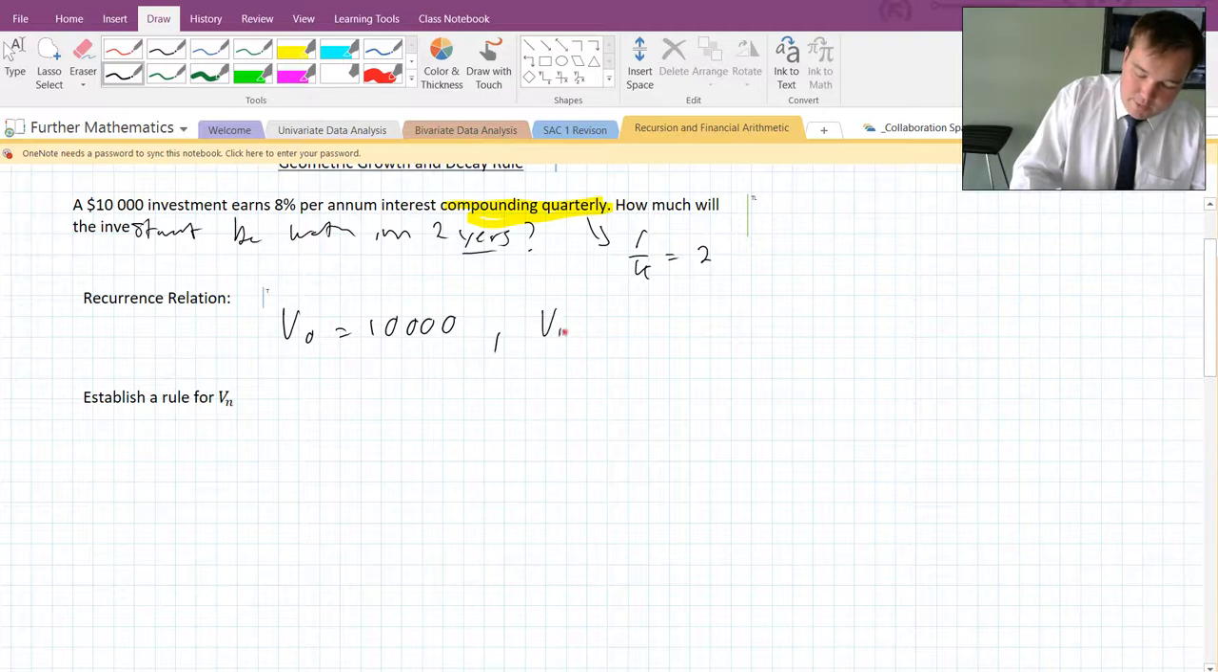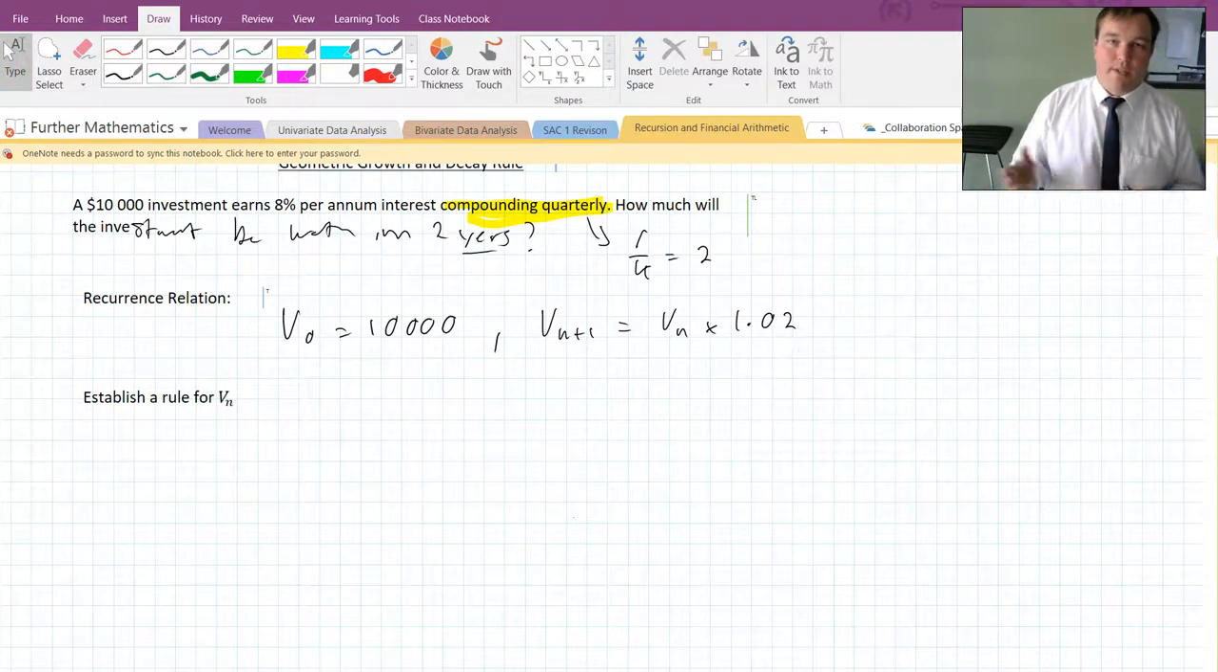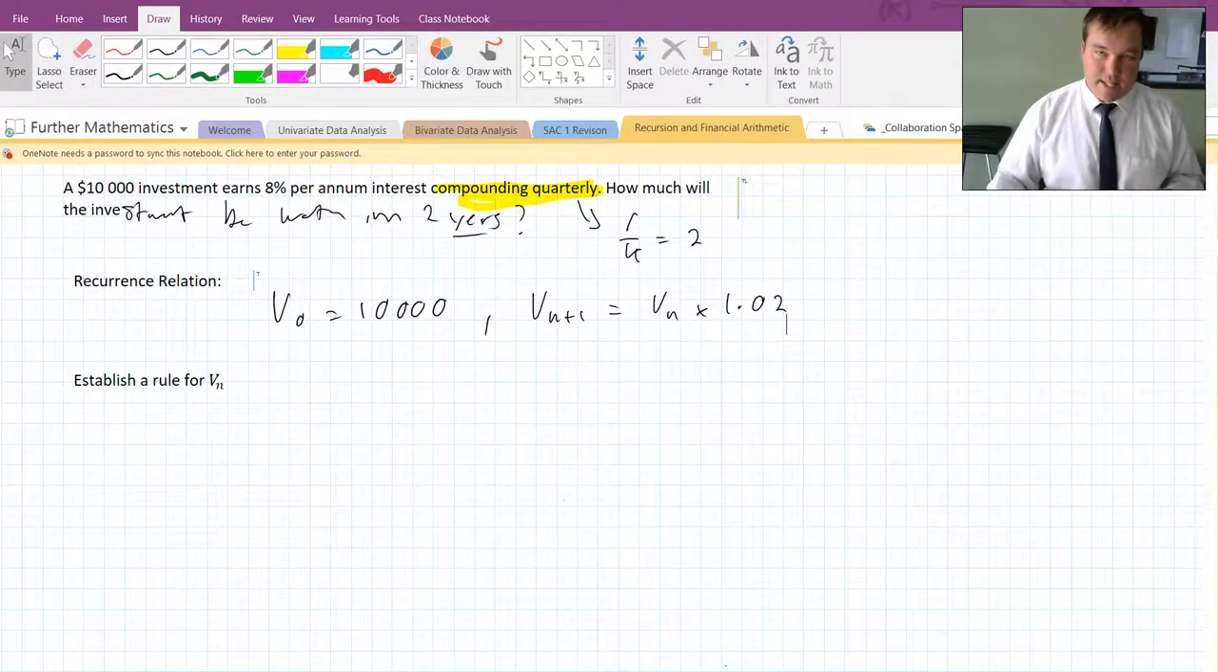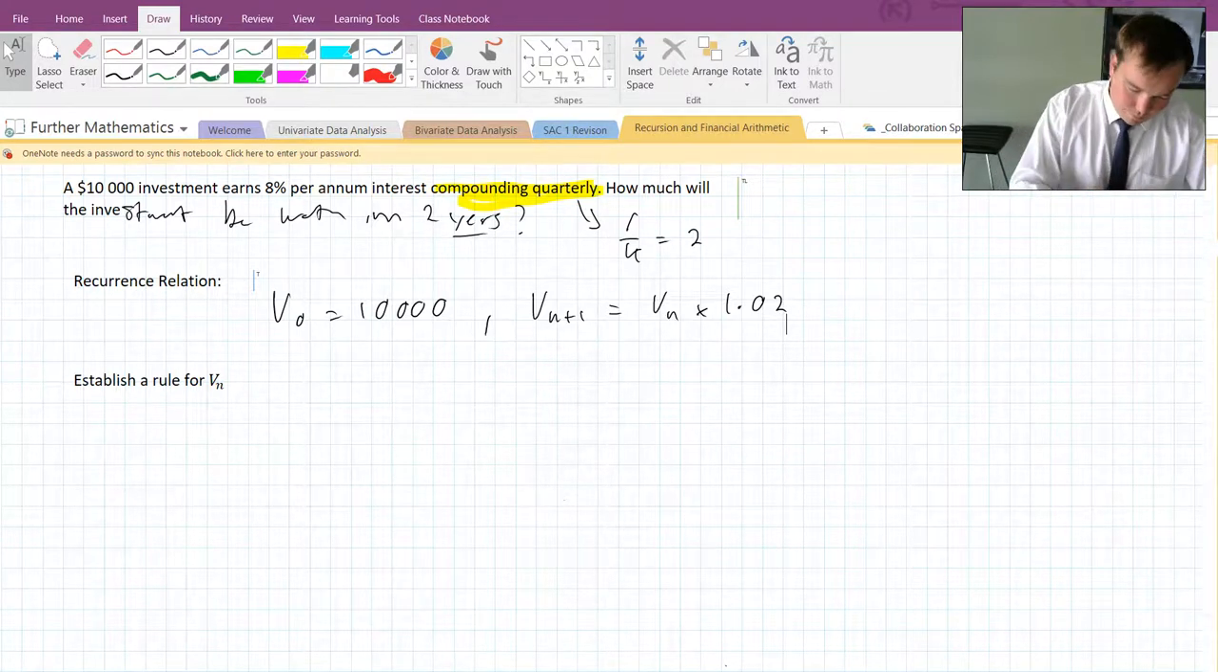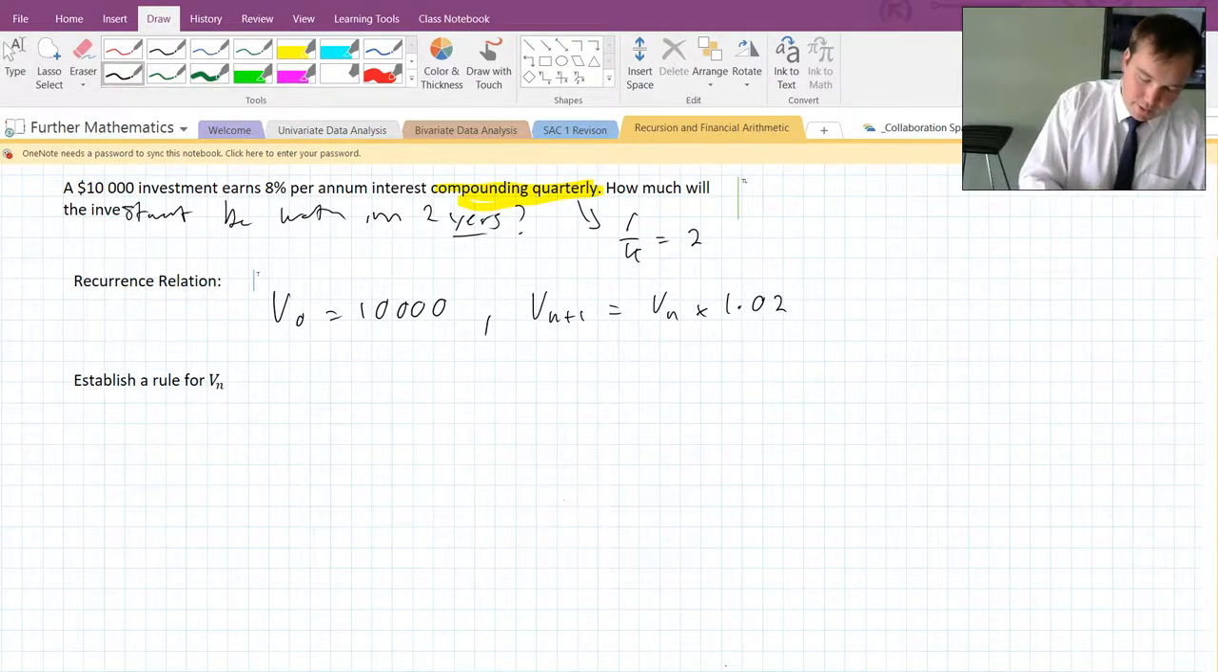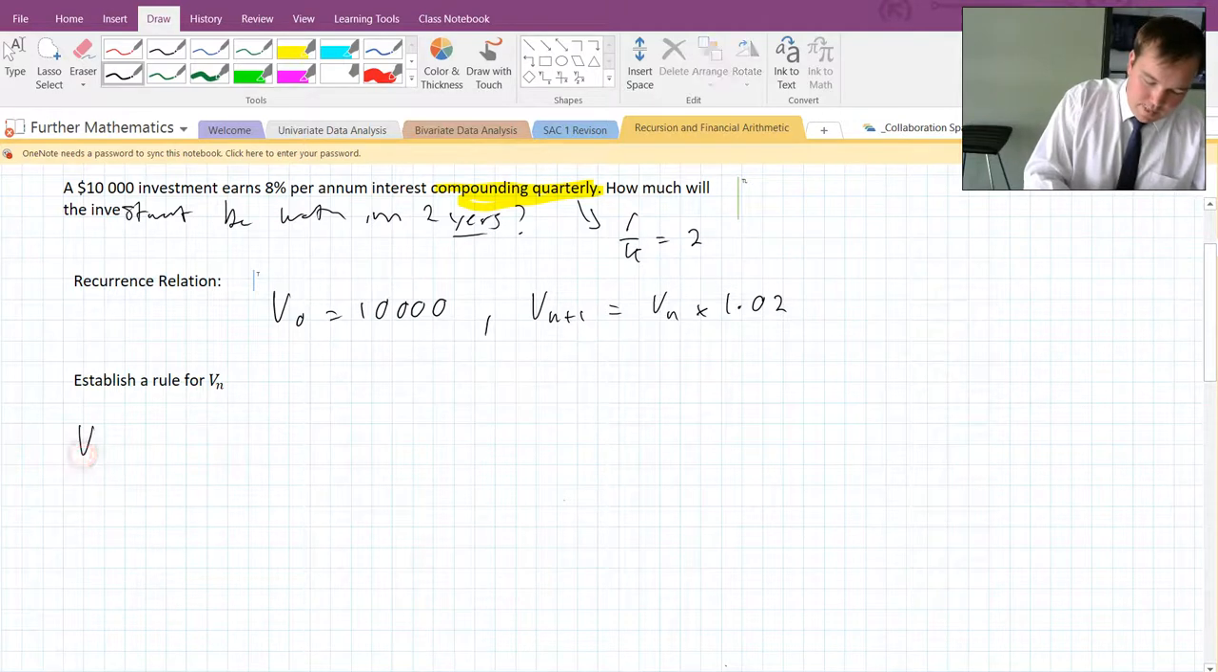So we're looking at Vn plus 1. To get to the next one, we take the previous one and multiply it by 1.02, meaning we are increasing the previous amount by 2% every quarter. Now let's see if we can establish a rule for that. Well, a rule for that would look something like this. If we started with the initial 10,000, let's see if we can spot a pattern.